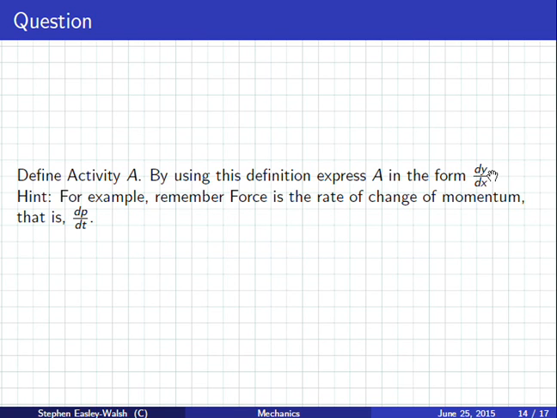dp over dt. That's it, yeah. So rate of change of momentum is dp dt. So I'll give you a minute, try and give me the activity, but in this form, with a derivative, a d on the top and the bottom. Now I will help you by saying, if you look at the original definition of activity, you might get a good idea from that on what to say. So look at your definition and then tell me what the answer is if you think you have it.